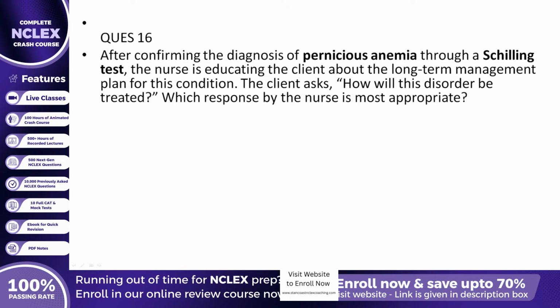After confirming the diagnosis of pernicious anemia through a Schilling test, the nurse is educating the client about the long-term management plan for this condition. The client asks, how will this disorder be treated? Here are the options to consider.